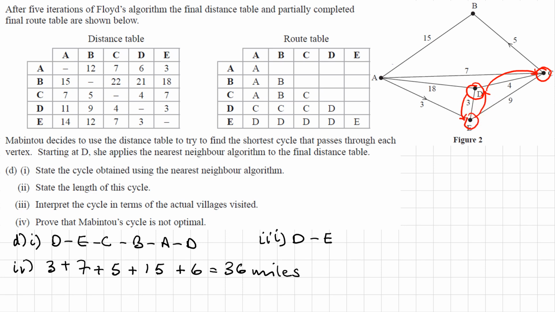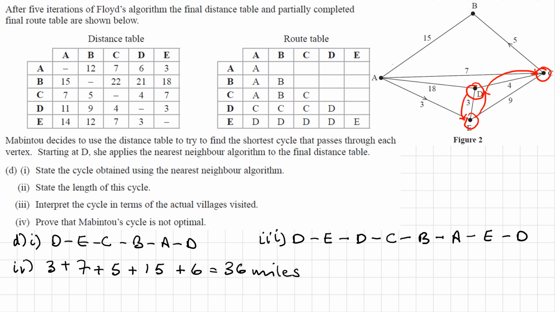From E we went back to D, and from D we went to C. Now from C we went directly to B, and then from B we went directly to A, and from A we wanted to get the shortest route back to D again. We took the route that took us to E and then to D, so E and then D.